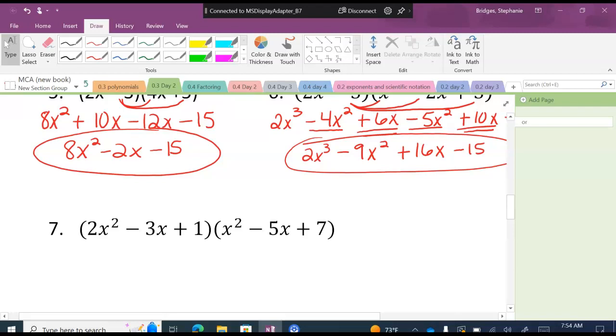I've seen some people using their fingers. First term times first term, times second, times third, and move into the second term. Whatever helps you stay organized is how you can do it.